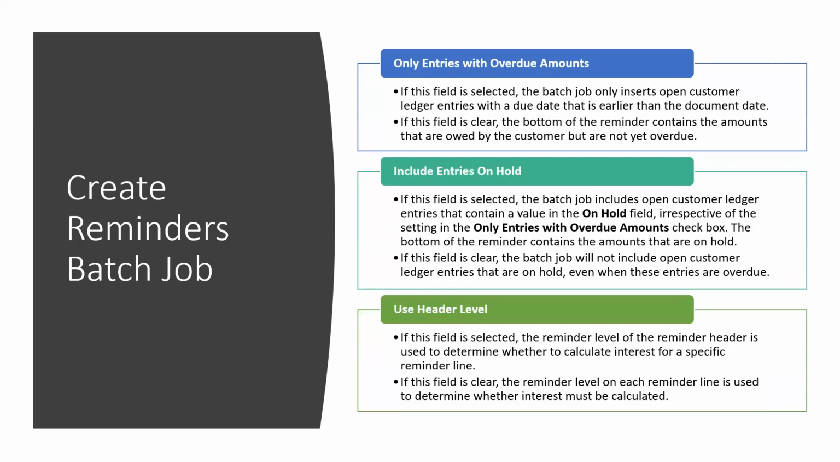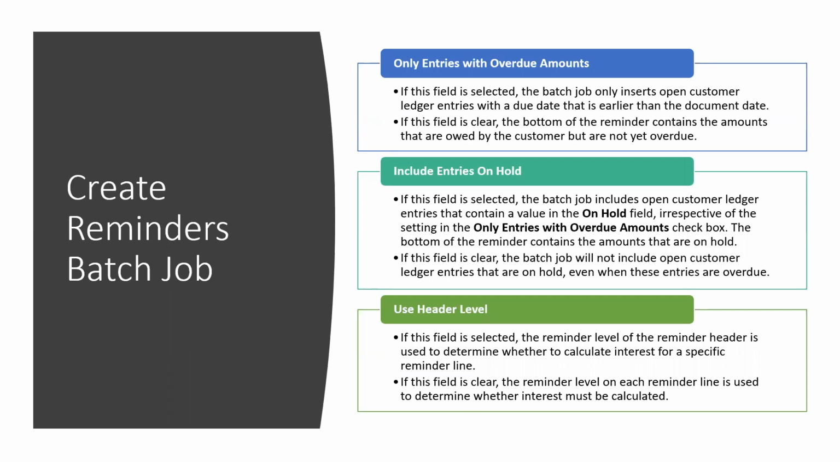Now, we have one specific engine, or a batch job, to create these reminders for us. So let's take a look. Only entries with overdue amounts. We can specify, when we see how it works, this specific type of options to select. Then we have three: only entries with overdue invoice, then include entries on hold, and the last, use header level. So you can select these options when you actually automate the process.